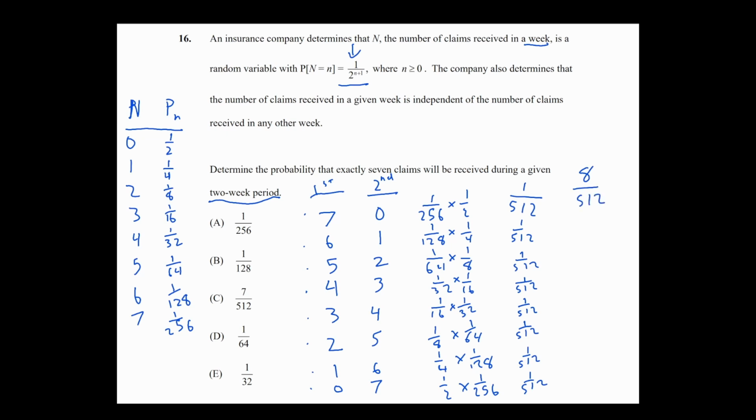So if we simplify that, that's going to equal 1 over 64, and D is going to be our answer.